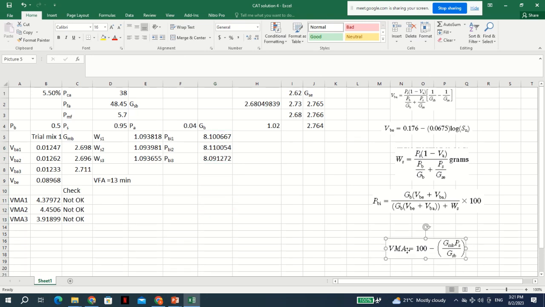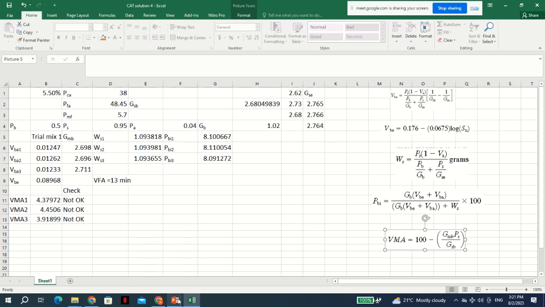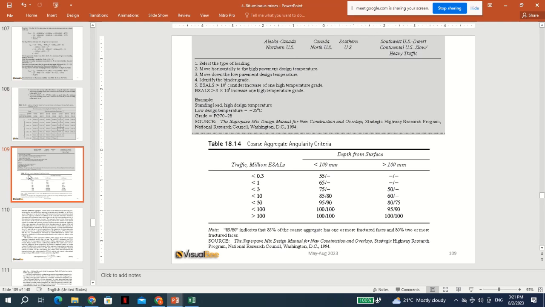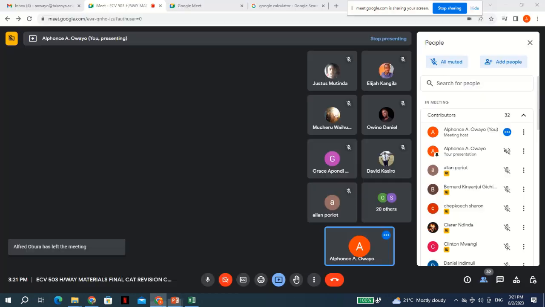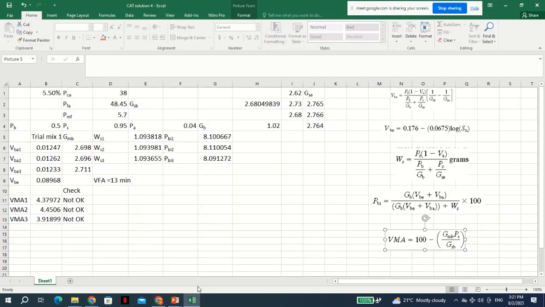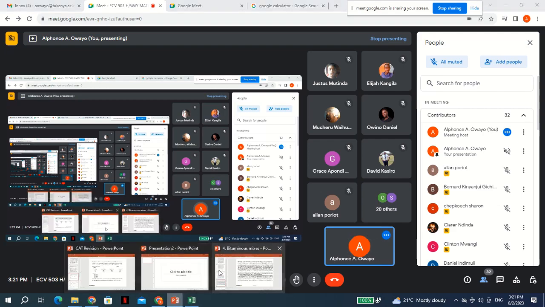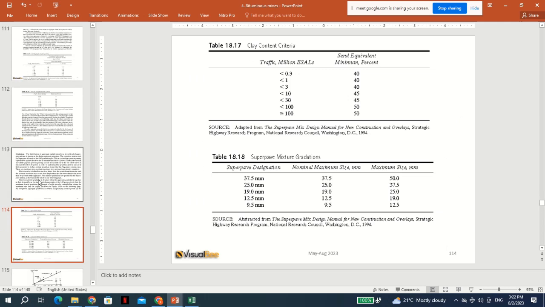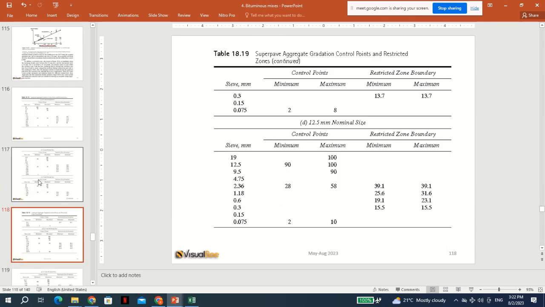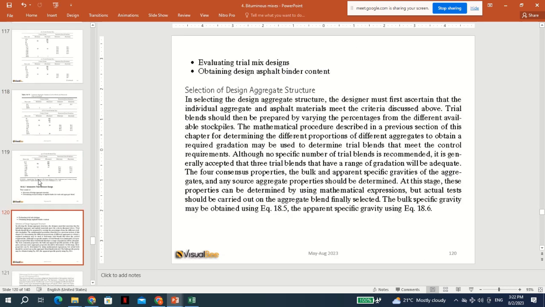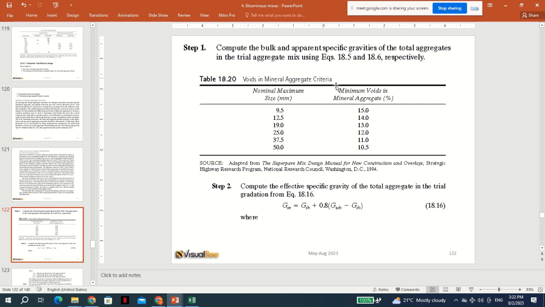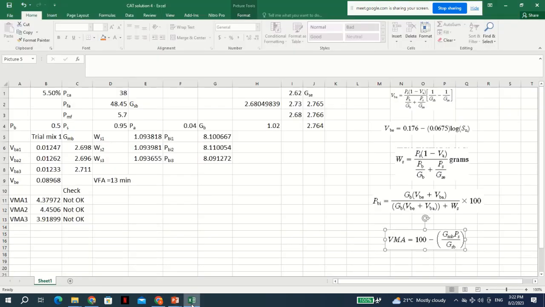But if I check the value of VMA, for this VMA it should be the Superpave. Anyone remembers, are those values good? Class rep, we have been told that the nominal size is 19, and there's a table that we are supposed to check. So table 9, where is that? Yes, for nominal size 19, the voids ratio should be 13. But you can see from our trial mix, the VMAs are very low. So these ones are not okay.